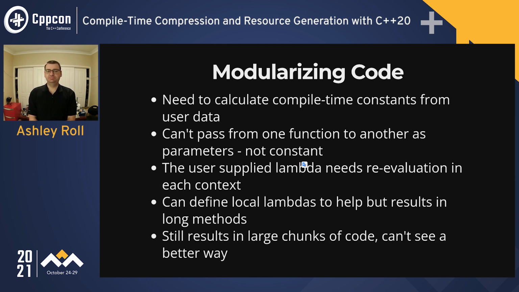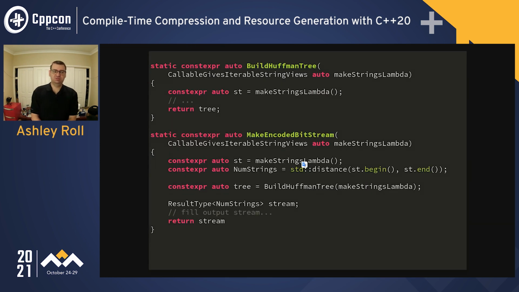So as an example, this is sort of pieces of my implementation here. So making coded bitstream takes our strings and generates the bitstream. But to do that, it needs the Huffman tree. So what we're doing here is we'll note that we have to get the lambda and evaluate it in both contexts in order to build this abstraction where we generate the tree separately from doing it inline in this function, which would end up in quite large functions.